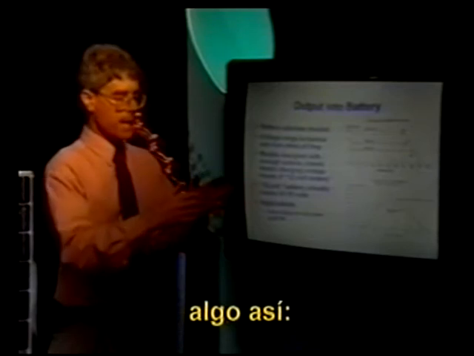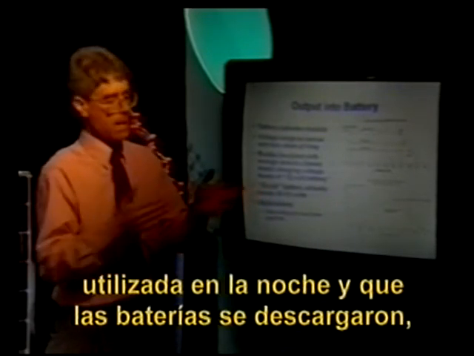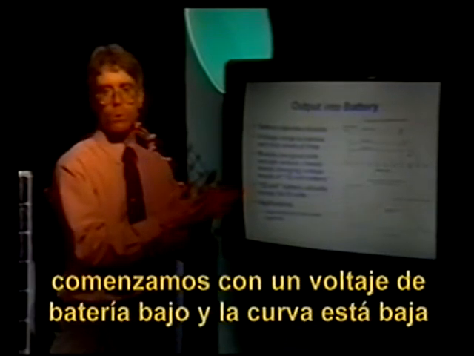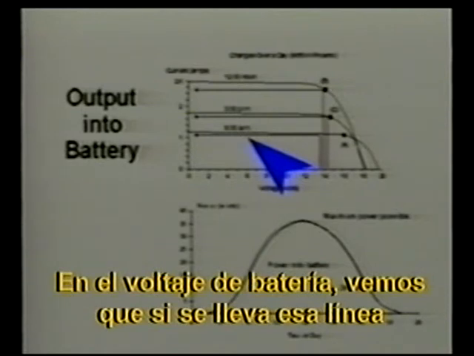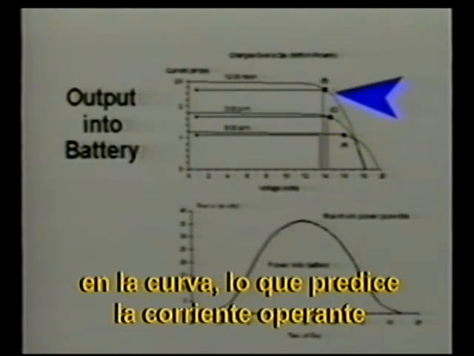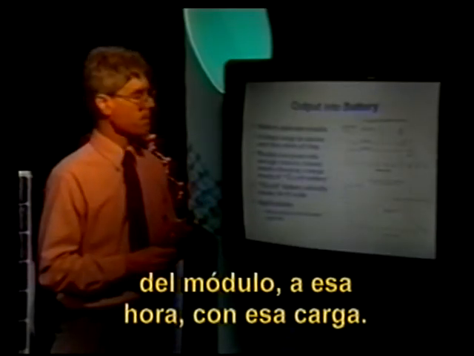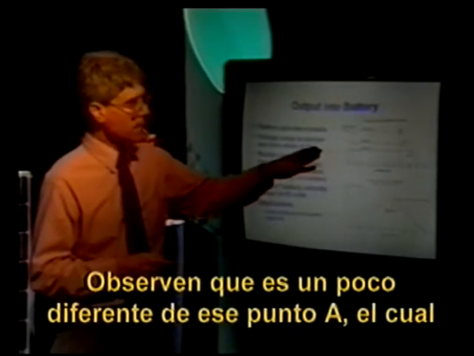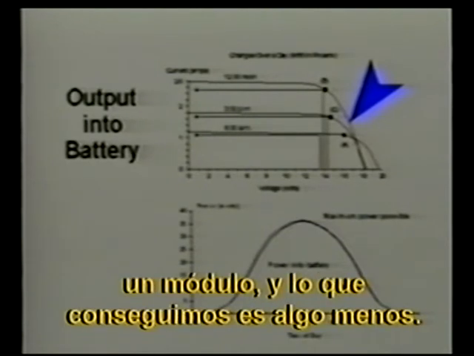Early in the morning, we can guess that the load was used during the evening. The batteries were discharged during the night, some. So we start at a relatively low battery voltage. And the IV curve is low, let's say at 8 o'clock in the morning. We see that the battery voltage, take that line straight up, and that predicts the operating point on the curve, and that predicts the operating current of the module at that time with that load. Notice that it's a little different from that point A. That point A was the maximum possible power we could get from the module, and what we're getting is a little less.